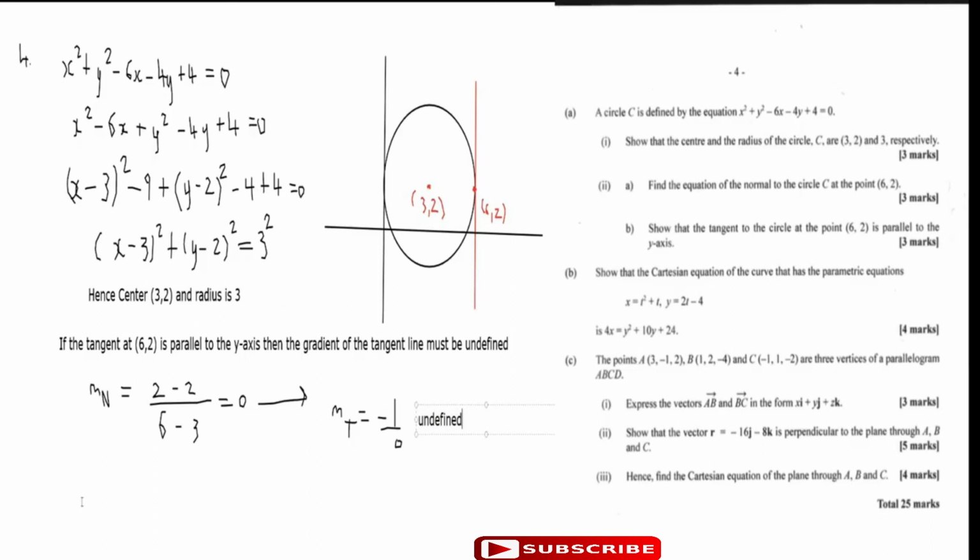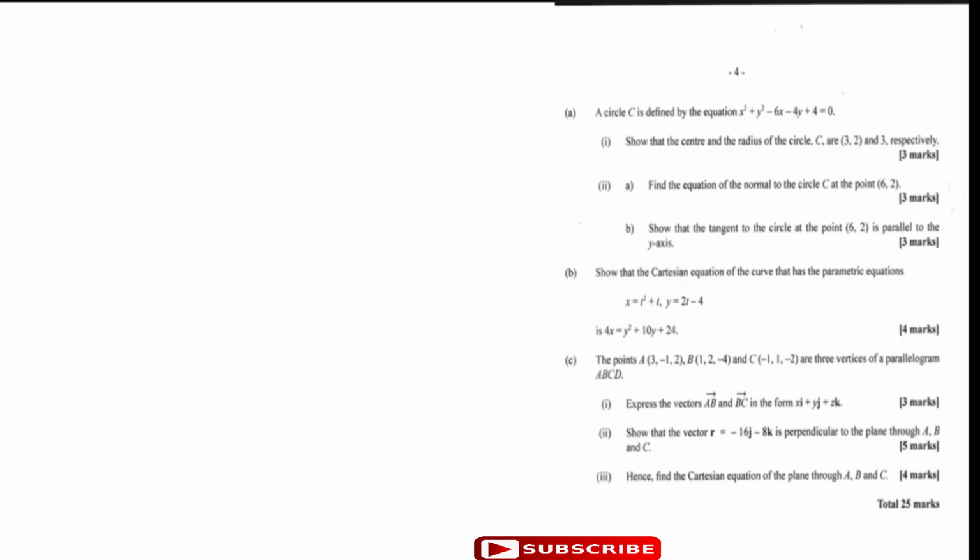So hence, the tangent is parallel to the y-axis. That's how you do that question. Nice and easy. Now let's look at part B. Looking at part B, it says show that the Cartesian equation of the curve with parametric equations is 4x equals y squared plus 10y plus 24. So let's go ahead and do that.